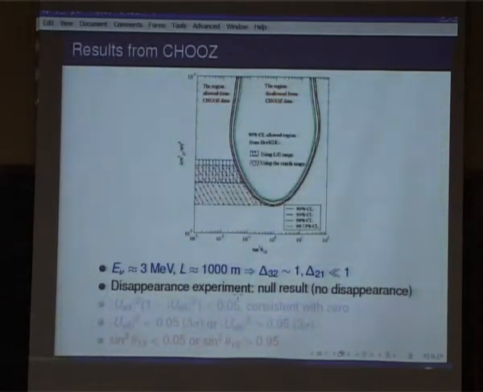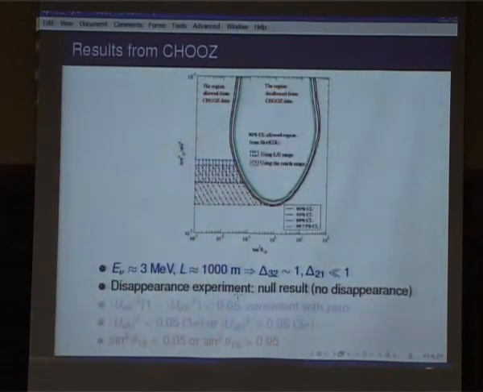When the experiment was done, it was observed that the final number of electron antineutrinos observed was consistent with whatever you got as input. This means that the result was a null result. Null result means that you did not observe this evidence. But experimentally, they should be observing appearance of other species rather than disappearance of electrons.